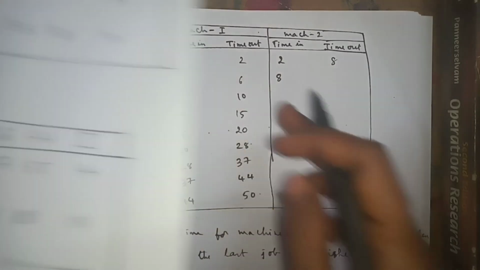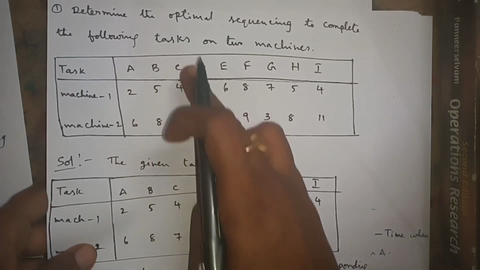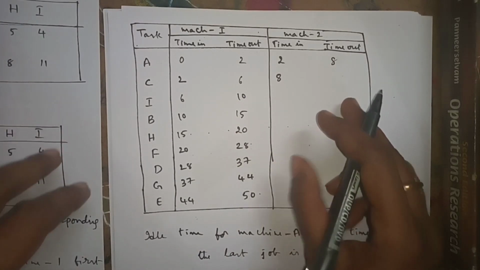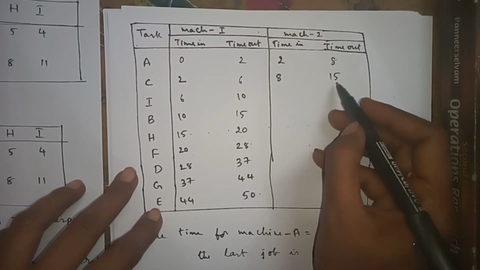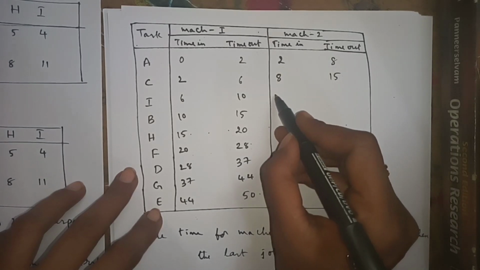Now for C, how much is there for machine 2? For C, machine 2 is 7. 8 plus 7 is 15. Now 15 I will write as it is.